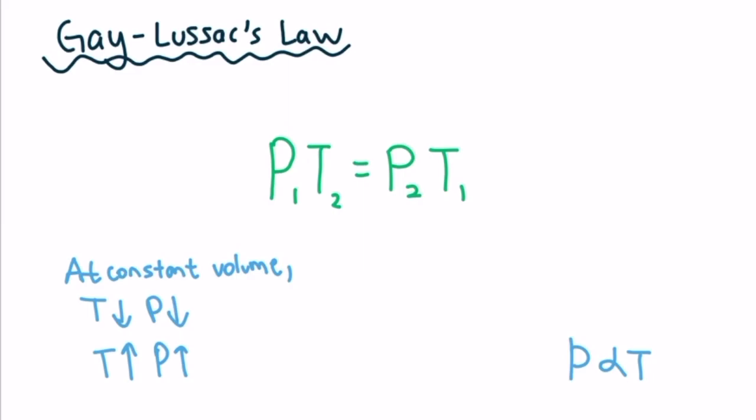Next, we have Gay-Lussac's Law, which states P1T2 is equal to P2T1. So here, pressure is proportional to temperature. At constant volume, when temperature increases, pressure increases. And when temperature decreases, pressure decreases as well. And why does this happen, right?